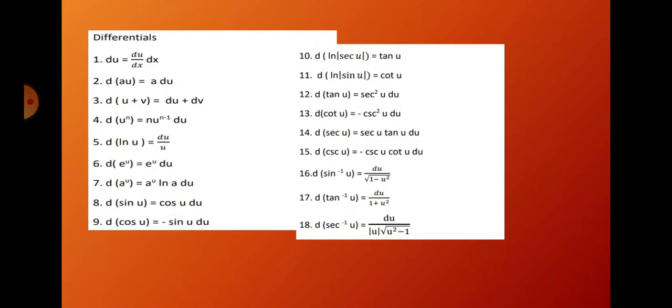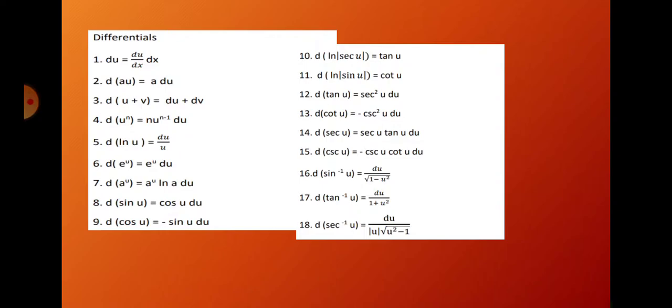5. d of ln u equals du over u. 6. d of e to the u equals e to the u du. 7. d of a to the u equals a to the u ln a du. 8. d of sine u equals cosine u du. 9. d of cosine u equals negative sine u du.